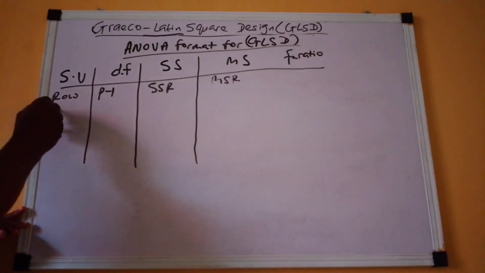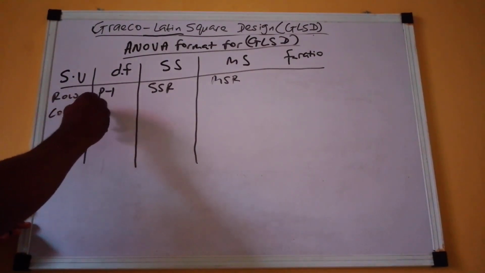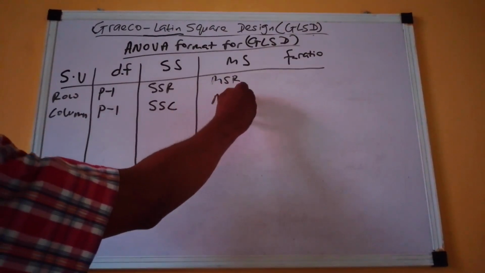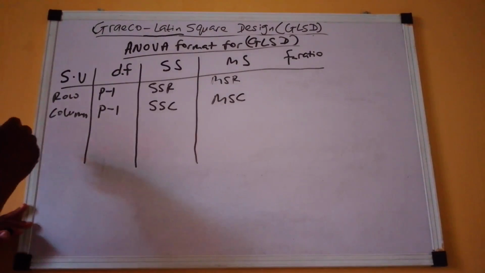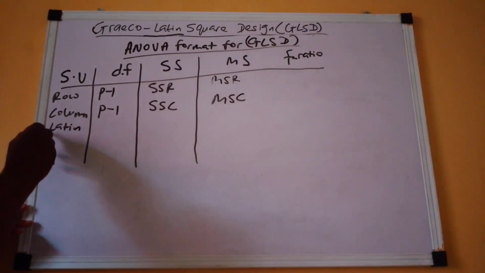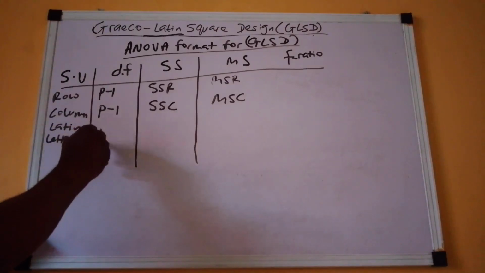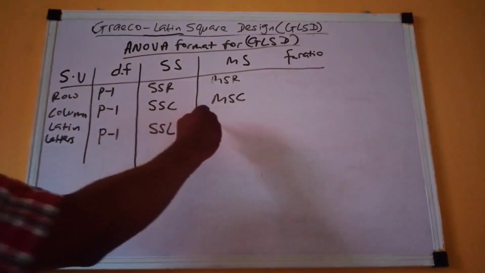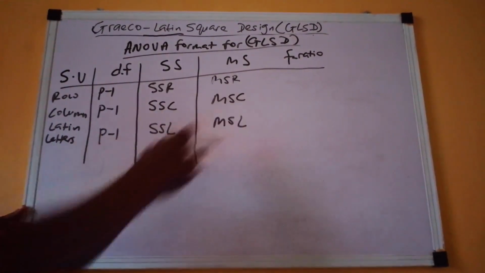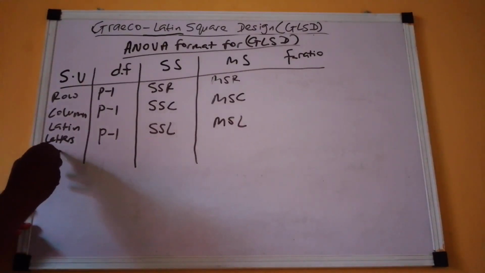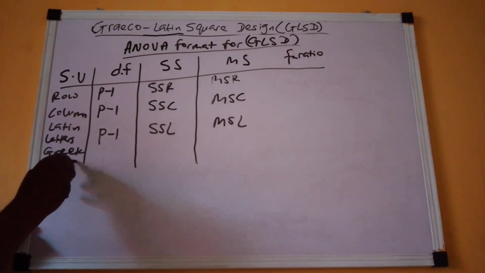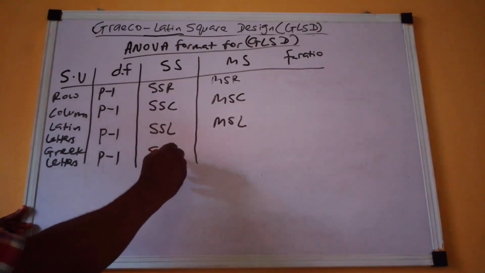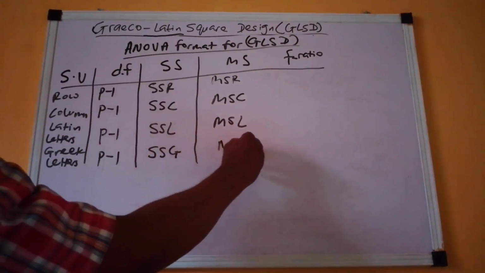Then the second one is the column. The column also has P minus 1 degrees of freedom. We have the sum of square for the column. We have the mean sum of square for the column. Then the next one is the Latin letters, and it's also P minus 1. So we have the SSL, sum of squares for the Latin letters, and we have the MSL, mean sum of square for the Latin letters. Then the next one is the Greek letters. The degrees of freedom is equal to P minus 1. So we have the sum of square for the Greek letters, and the mean sum of square for the Greek letters.